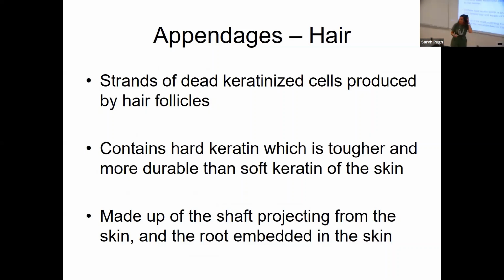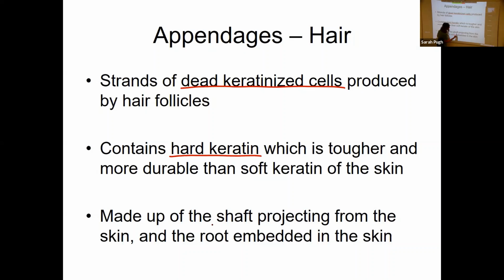So what is your hair, right? We know where it is on the body. What is it? It is basically dead keratinized cells. The cells of your hair are dead. The cells are made and produced by your hair follicles, which are embedded down into the dermis. And in your hair, you will have keratin. Keratin in your hair is harder than what we would find in our skin, so it is tougher and more durable.